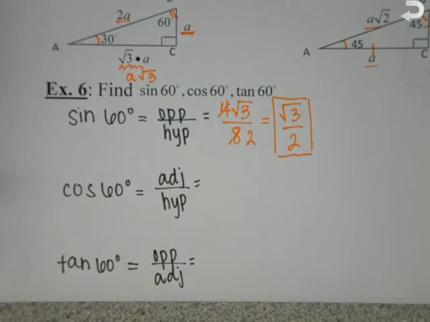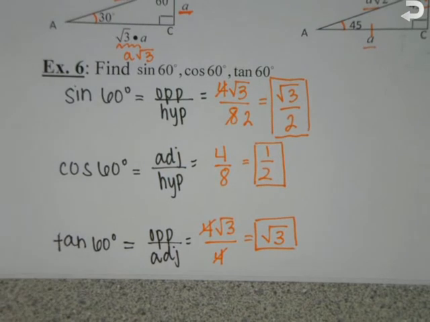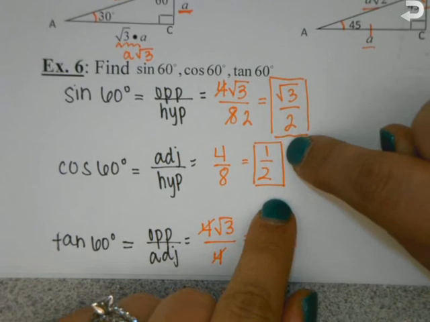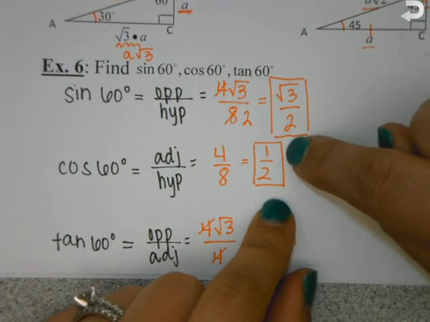Do cosine and tangent for me really quick. So for cosine of 60, I had 4 over 8, which does not reduce to 2. It reduces to 1/2. So please do not give me 4 over 8 and then say that it's equal to 2.